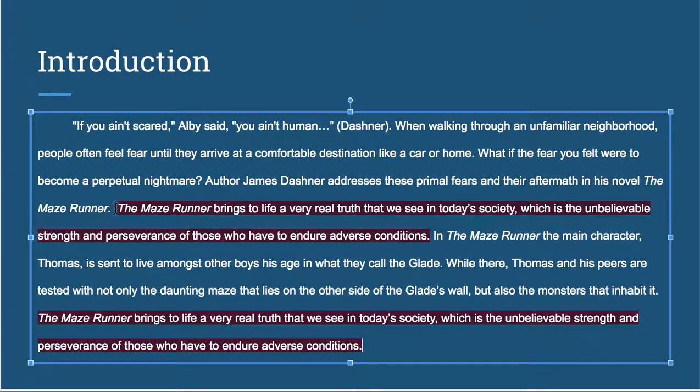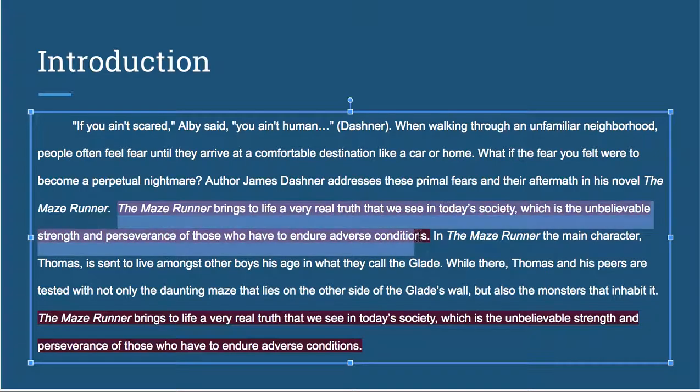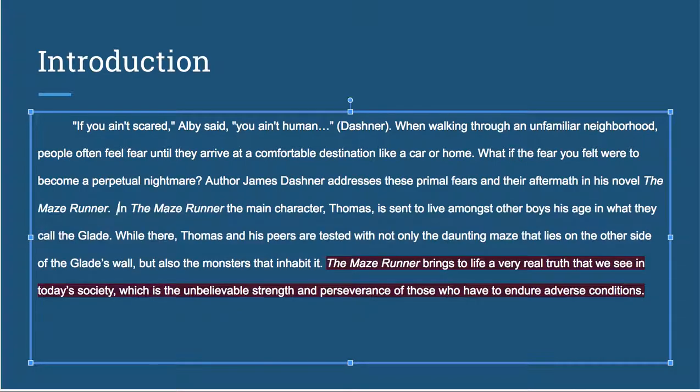This is the thesis statement. So why the author had it in the middle, I'm not sure, but we're going to remove it. We're taking it out and we're putting it right at the bottom, right at the end of that funnel in the introduction. And there is a claim. The Maze Runner brings to life a very real truth that we see in today's society. And the reason is the author shows unbelievable strength and perseverance of those who have to endure adverse conditions. This is a great thesis statement. But for some reason, the author wasn't using this statement as the thesis.